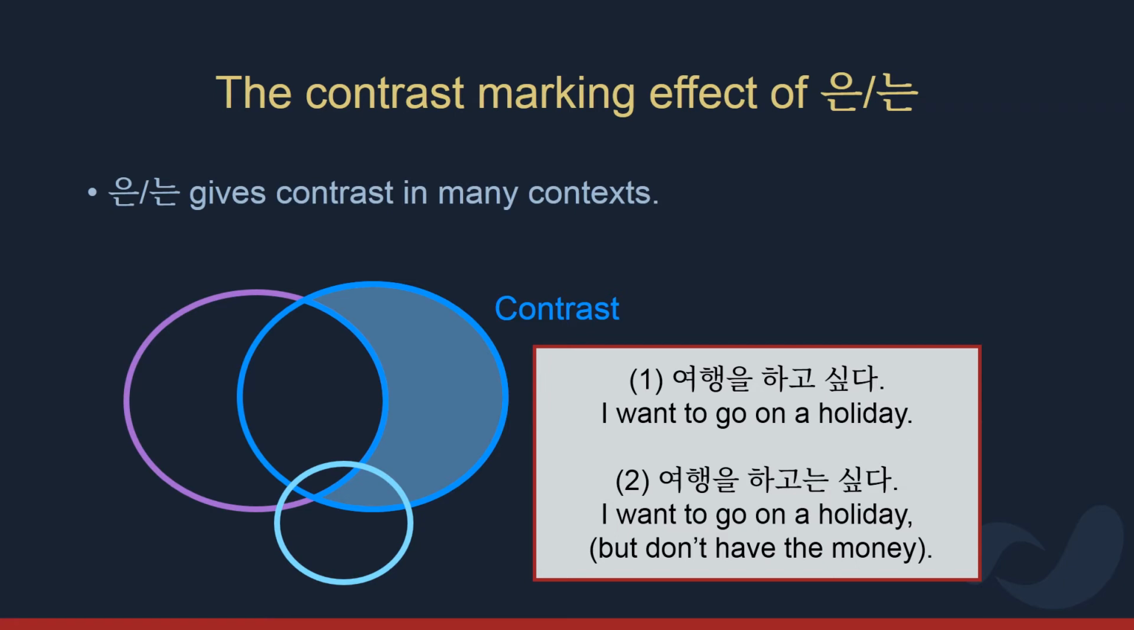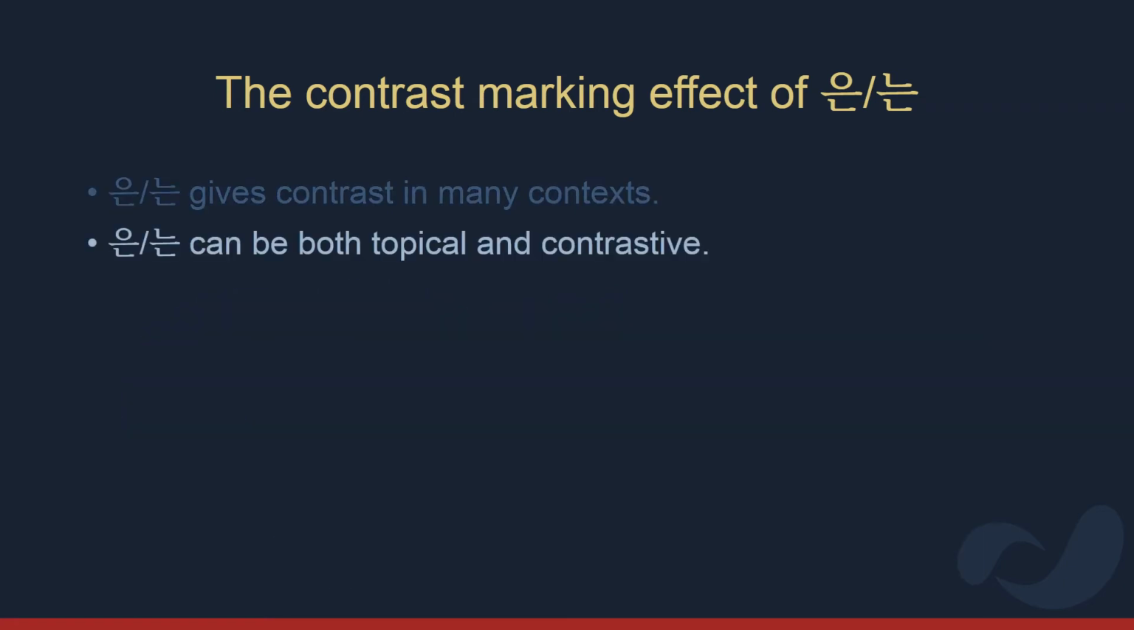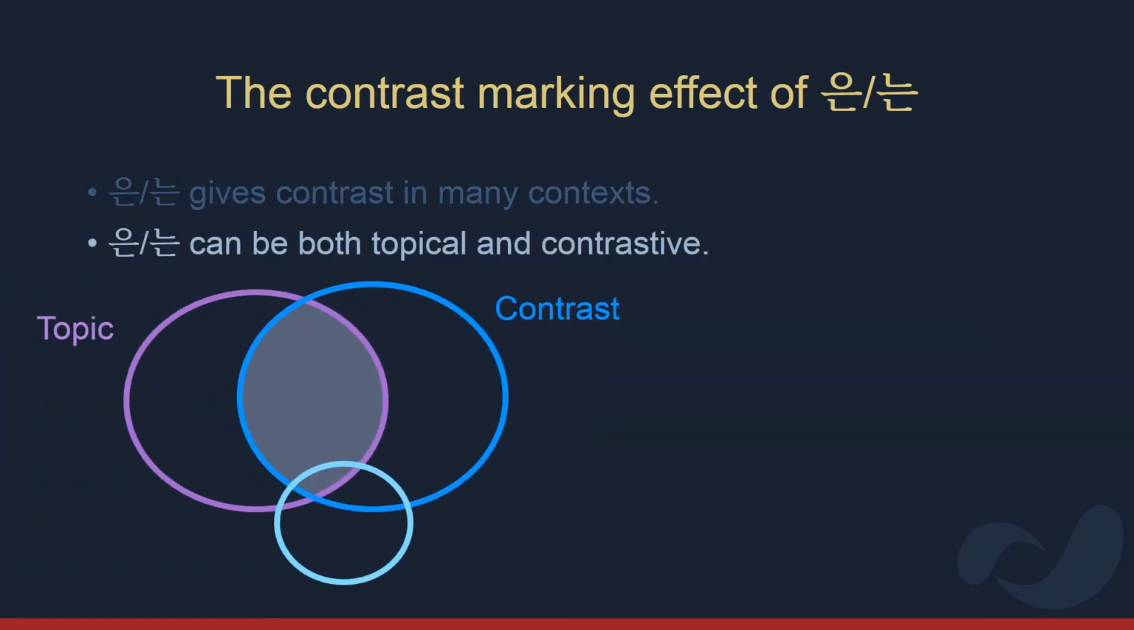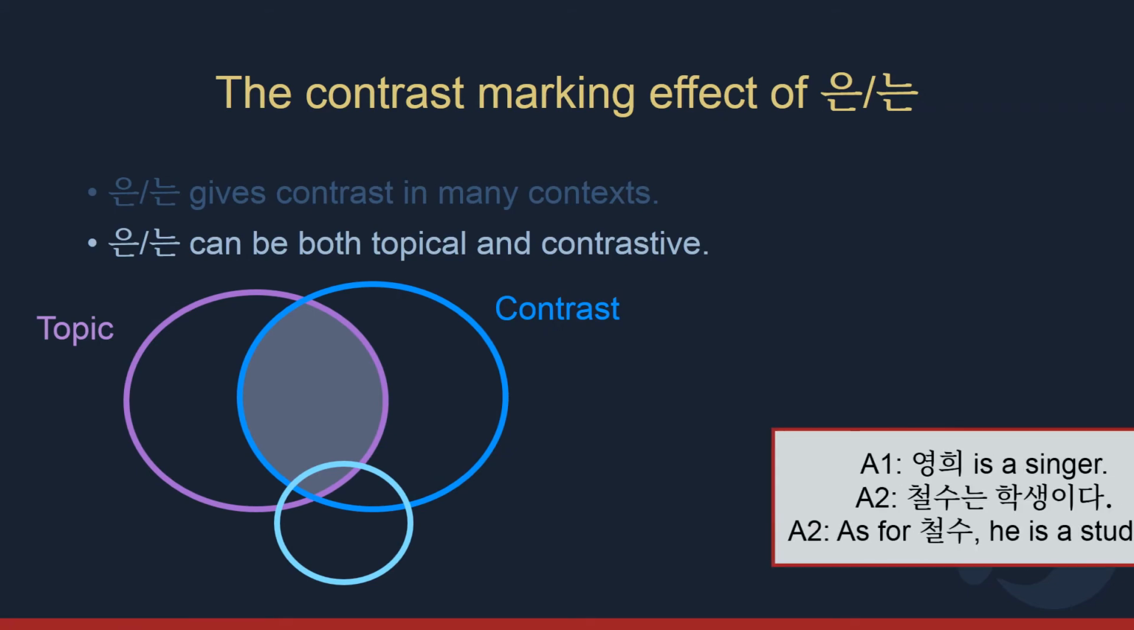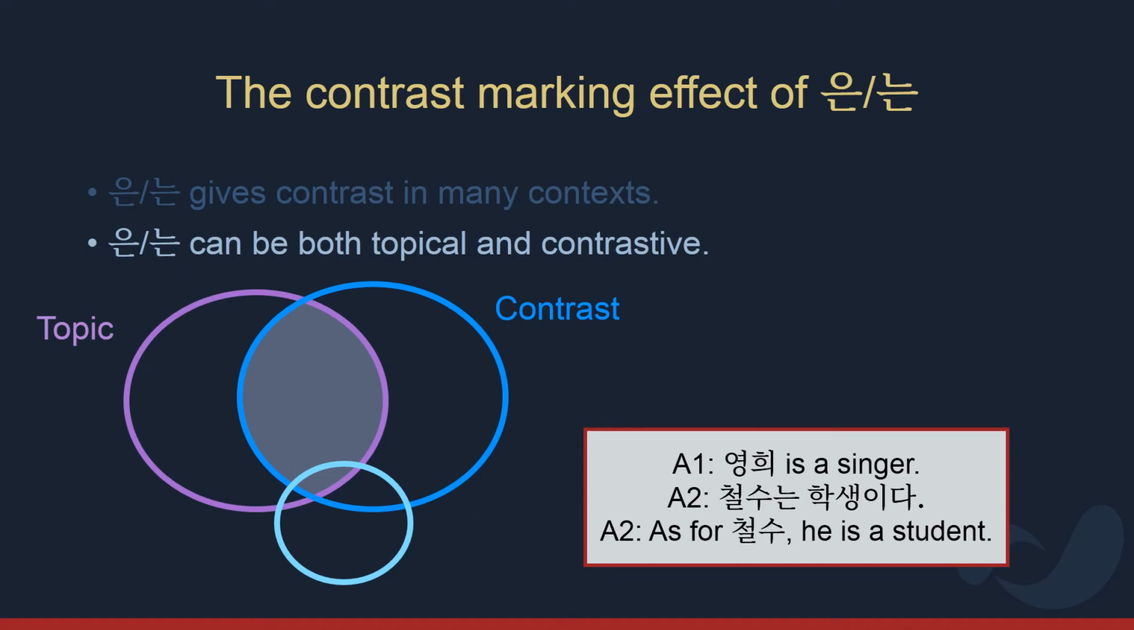Now, as I said before, nun can be used for both topic marking and denoting contrast at the same time. Topic and contrast often go together, as in A1, Young is a singer, A2, as for Chosu, he's a student. Not that a conversation would go like that, but let's just use this example for simplicity. In sentence A2, Chosu is the topic of the sentence in that he is what the rest of the sentence is about, and at the same time, he is being contrasted with Yongi.